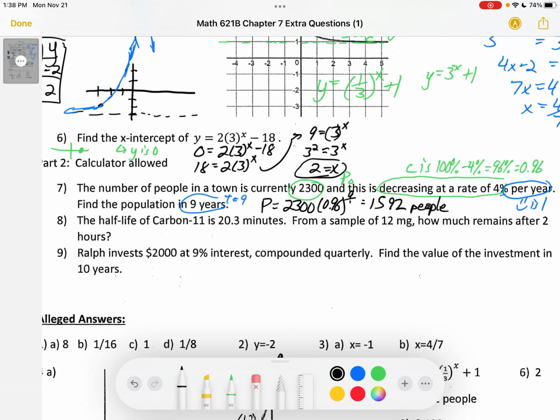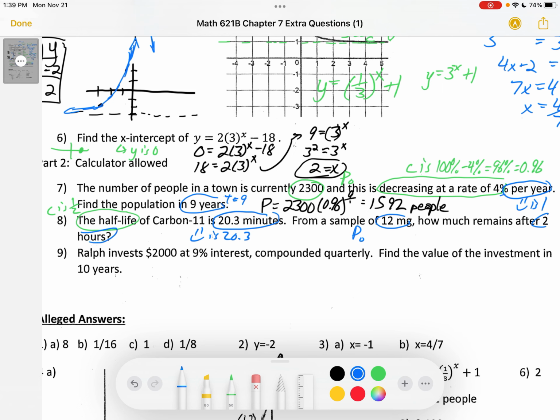Next one, half-life of carbon-11 is 20.3 minutes. So half-life is telling us that c is a half. When it says the half-life or the time for the half-life, that means the time for it to decay to half the amount. That's telling us the smiley face is 20.3. Sample of 12 milligrams, that's the initial amount. How much remains after 2 hours?